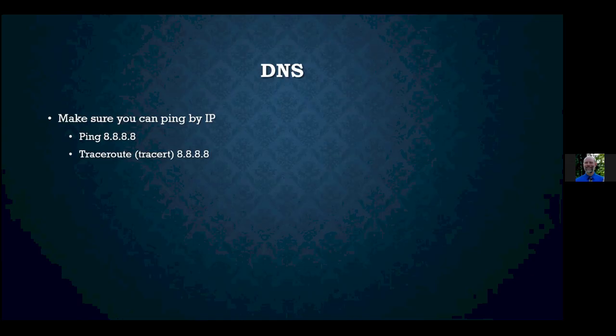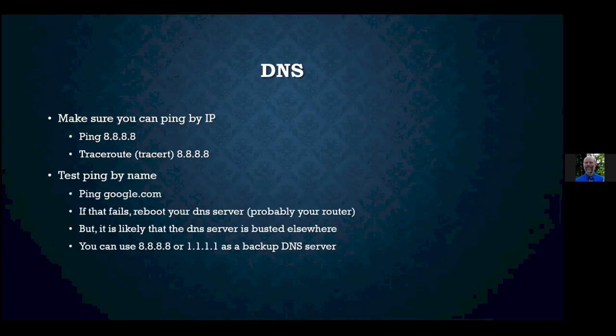By pinging it, it doesn't require DNS, and so it doesn't have to look it up. So this will check the path to the internet, and it will say your internet connection is fine. But then if you ping it by name, ping google.com, it will say it can't find google.com, and that's because the DNS is broken. So if the DNS is the problem, then you may have to restart your DNS server.